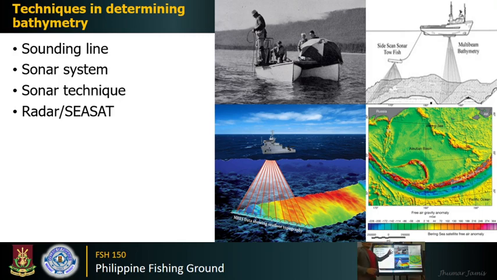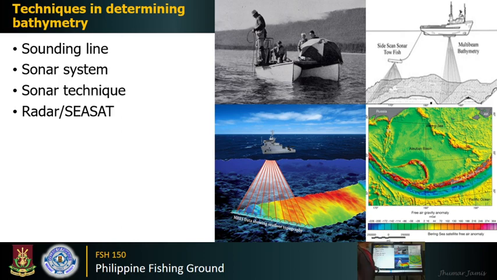So paano nila mini-measure yung kalaliman ng tinatawag natin na certain water or body of water. So basically, hinuhulog lang nila yung rope na may weight and then gina-measure yung rope. That is already a method of bathymetry. Tinatawag natin na sounding line. That is a very traditional method used basically hundreds of years ago.